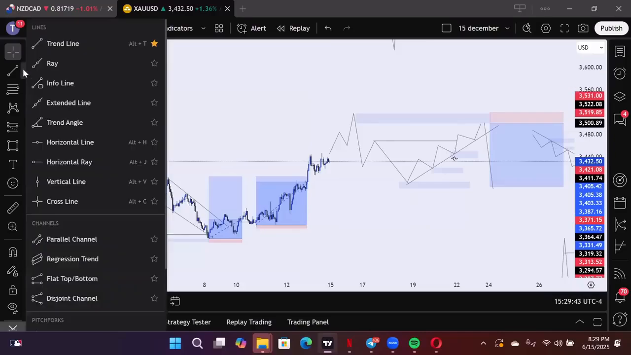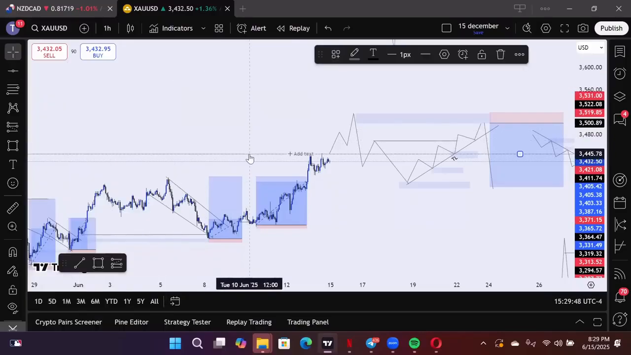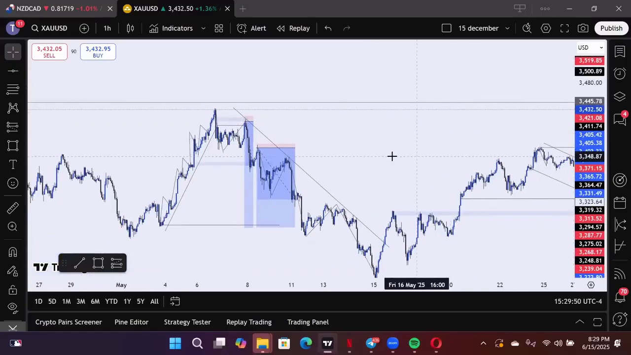So market cleared this trend line liquidity. This is where market currently is now. And what did the market eventually do to clear that trend line liquidity? You guys following me? Please pay attention. You guys following me?